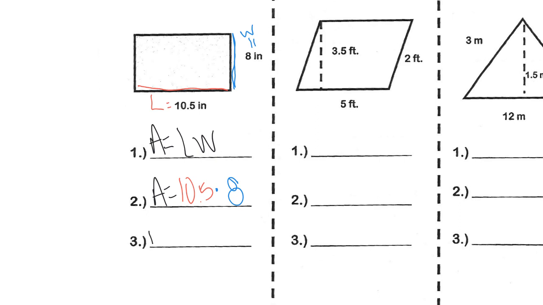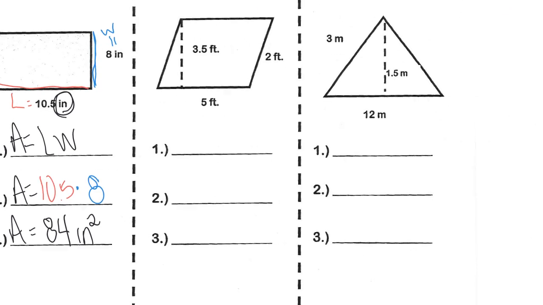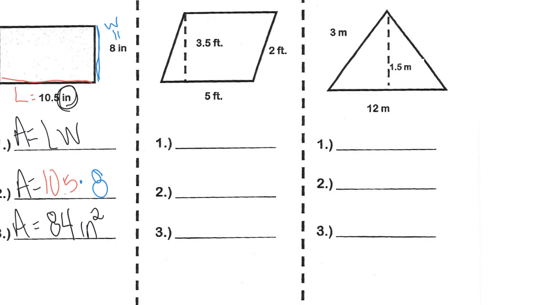So now this is when we plug it in. What is 10.5 times 8? When you plug that into your calculator, hopefully you get 84. And then again, we use our units, inches, and because it's the area, it's squared. Okay, so that's how we find the area of a rectangle. Hopefully you've done that before. So again, formula, found which one was which, and then plugged it in. Okay, so same thing works for all of these. This is pretty much what we're going to do for all of them.